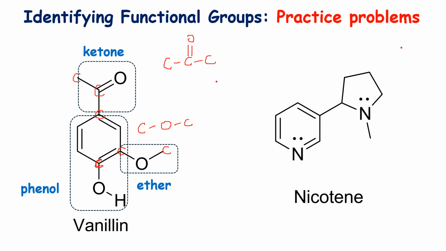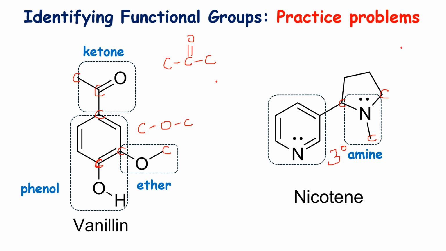Next molecule is nicotine. In nicotine, we have a nitrogen in a ring, and this nitrogen is an amine, but the question is what type of amine: primary, secondary or tertiary. Now the nitrogen is attached to 3 carbons, so this is your tertiary amine. Here we have a 6-membered ring, but one of the carbons of a benzene ring is replaced by nitrogen, so the name for this ring is pyridine.